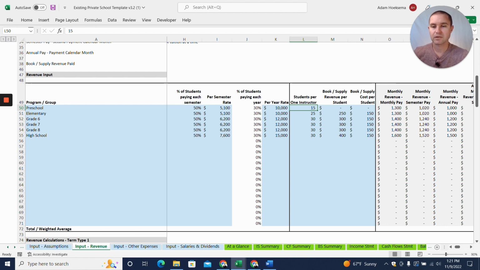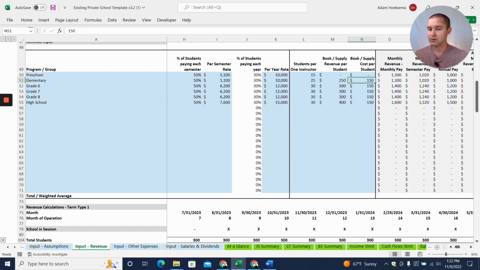And then this gives you the ability to say, hey, we charge the students above and beyond, in addition to tuition. We're charging them like a book or a supply fee. And then here's what it costs us, the school, to provide those books and supplies. So we're charging the student $250, and we're paying $150 to get the books and supplies that the student bought.